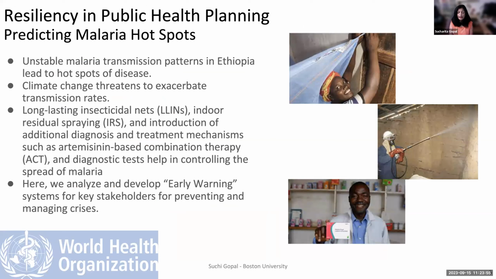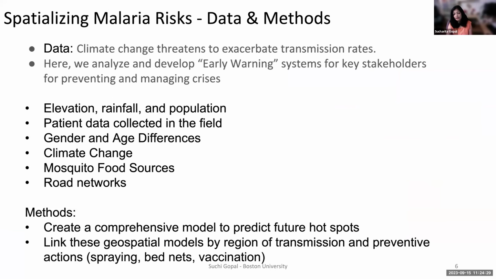So I want to talk a little bit more about what exactly is the implication in public health, knowing this hotspot analysis of malaria. So what I would want to be doing is to develop an early warning system for the key stakeholders in order to prevent and manage crises. So climate change threatens and increases these transmission rates, and these kinds of transmission patterns are seen in a lot of different areas, including Ethiopia. And I'd be happy to answer questions. I'm just going over my analysis.